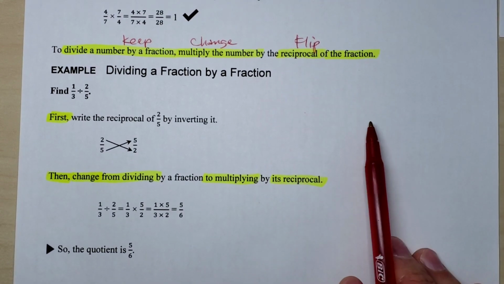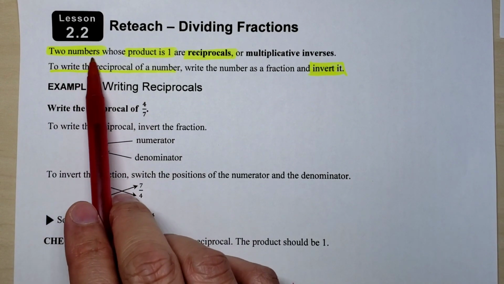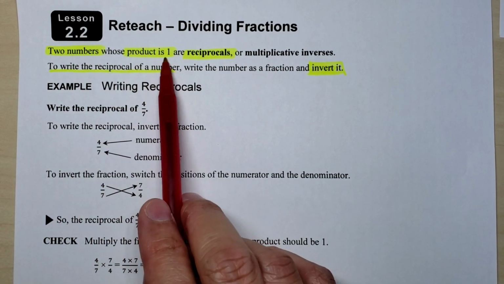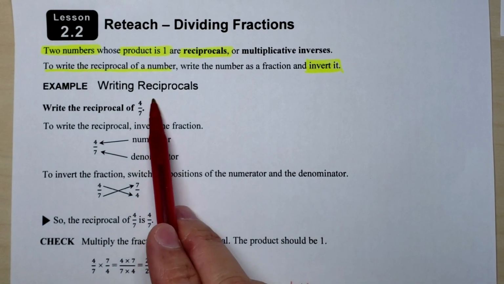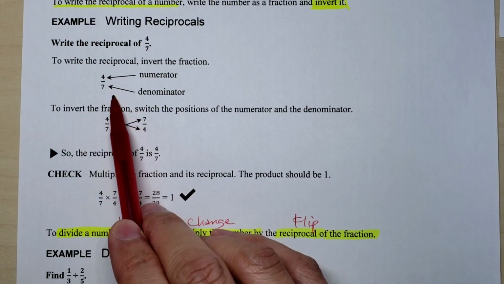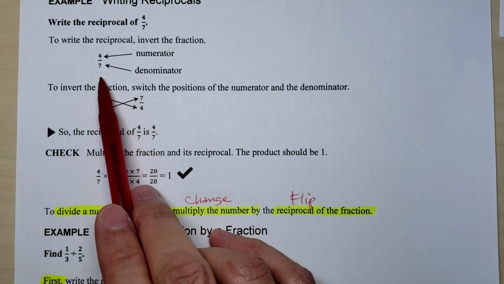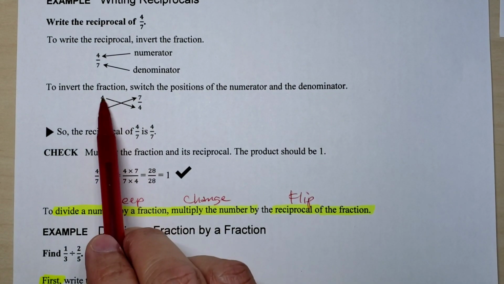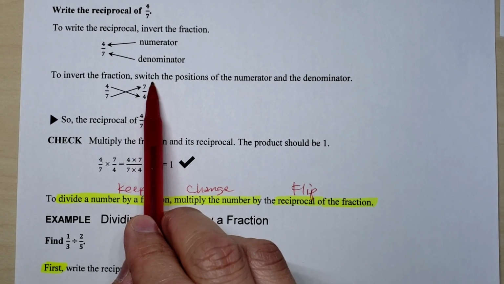So what's a reciprocal? Let's go back to the basics. A reciprocal is when two numbers, when multiplied, will give you 1. So in other words, just flip the number. For example, 4/7. You flip it, the numerator becomes the denominator and the denominator becomes the numerator. So the 4 will be at the bottom and the 7, the denominator, will be at the top.